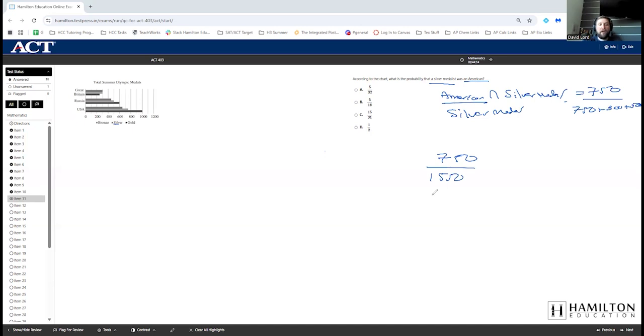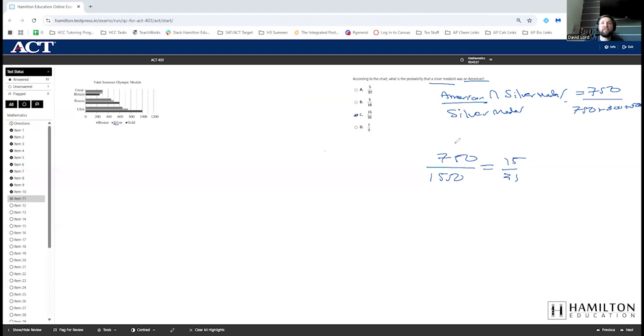So I got 0.48, which is definitely not exactly half, but pretty close. So you can also use your button to convert fractions into decimals. And if you do that, you get 15 over 31 very quickly.